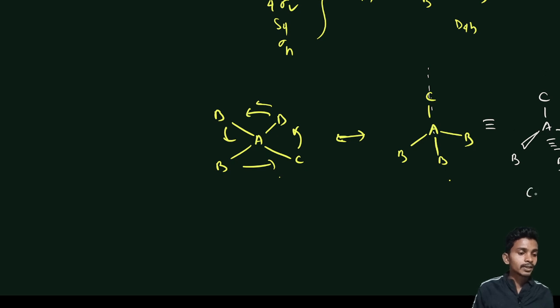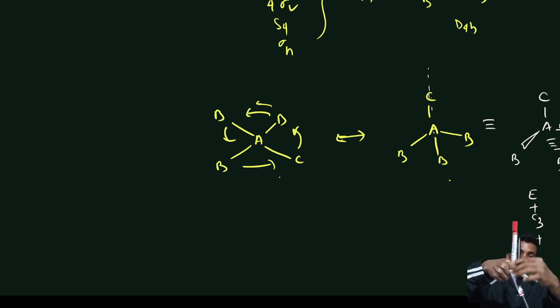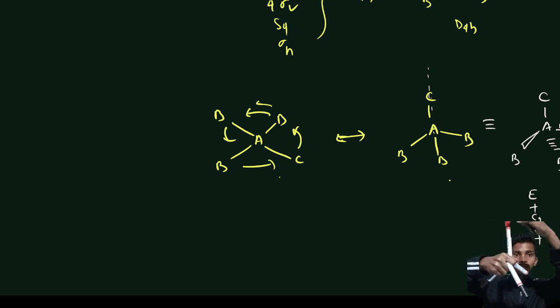So here E is present, then C3, then sigma v is present. Okay, so if I cut with the plane through this and this, then this and this get reflected, if I pass the plane through this and this front one.